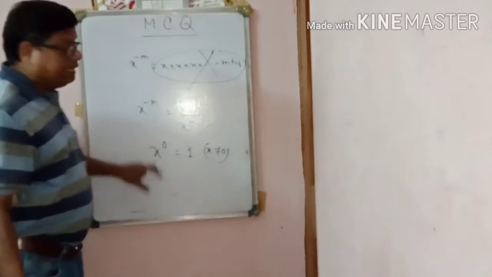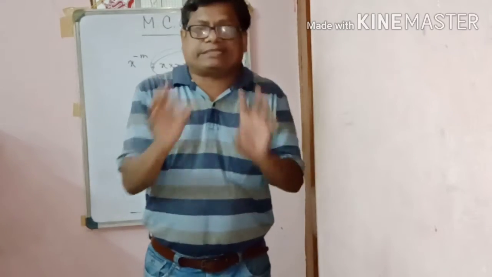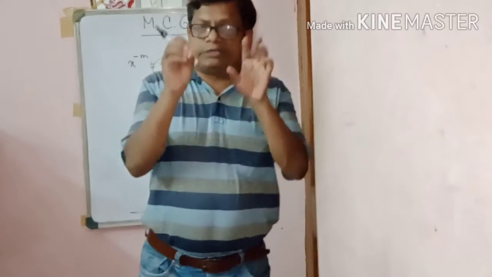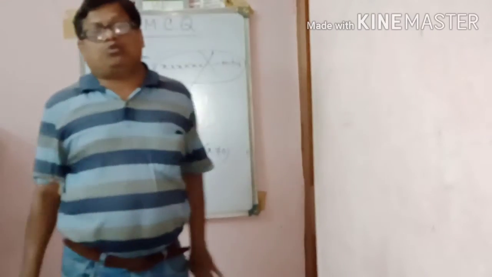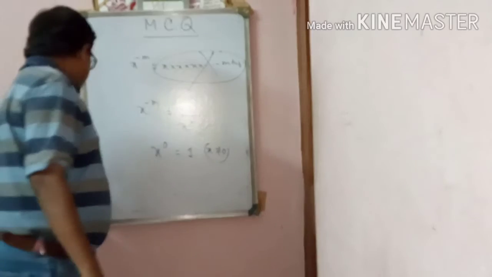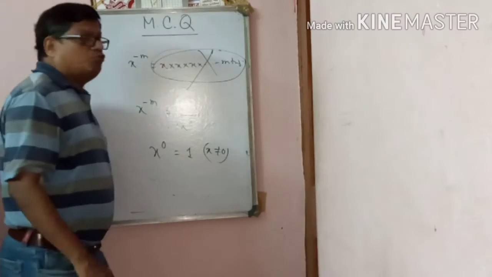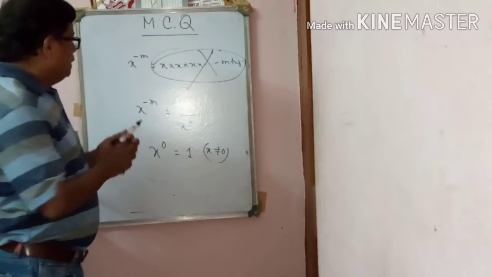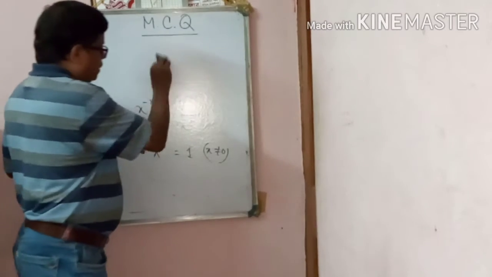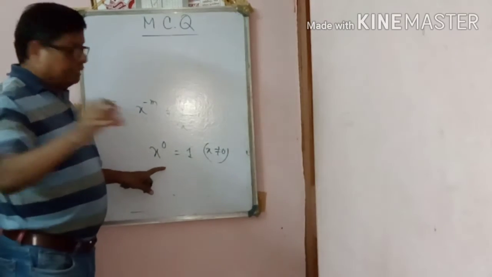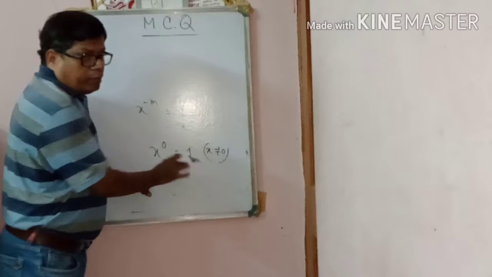X to the power 0 means x into x 0 times. No, not like that. As a definition, we have to consider x to the power 0 equal to 1. Okay. Look at here, how to prove this part. So here x to the power 0 equal to 1.